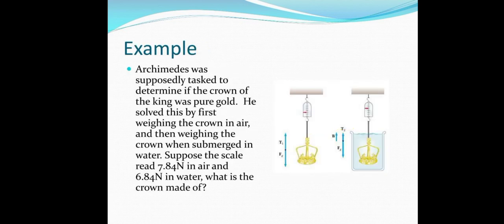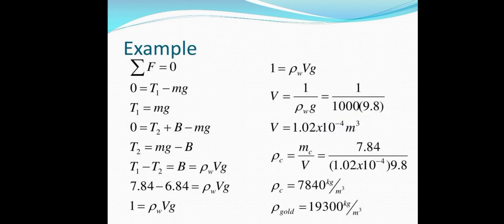Example: Archimedes was tasked to determine if the crown of a king was pure gold. He solved this by first weighing the crown in air and then weighing the crown when submerged in water. Suppose the scale reads 7.84 Newton in air and 6.84 Newton in water. What is the crown made of? So we solve it.